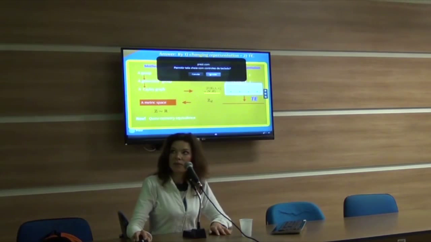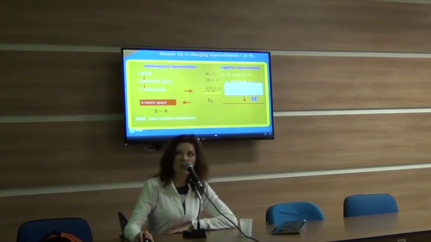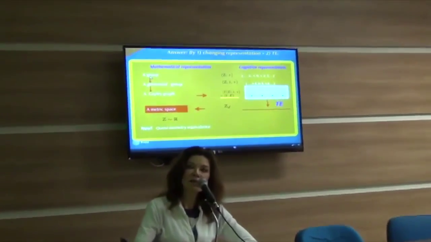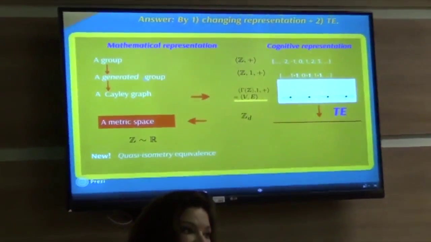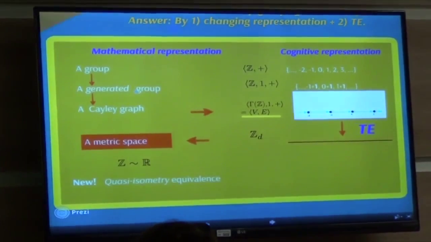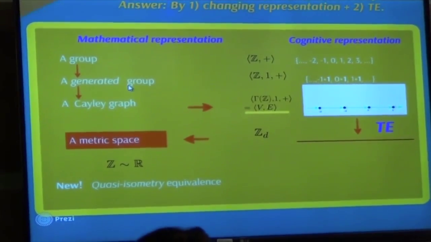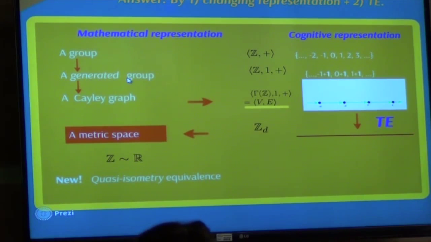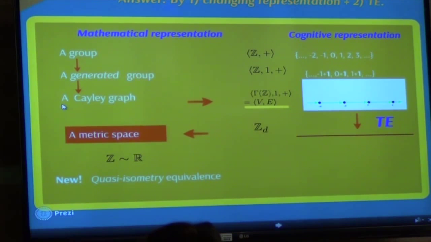Indeed, what happens so far? The first step was, of course, a mathematical representation of a group. We can take any group and we can represent it by a generated group, up to a choice of generators. This is a mathematical representation, but it doesn't give us much freedom, and we introduce a Cayley graph. So a Cayley graph is again a mathematical object, and it is a mathematical representation of a generated group.